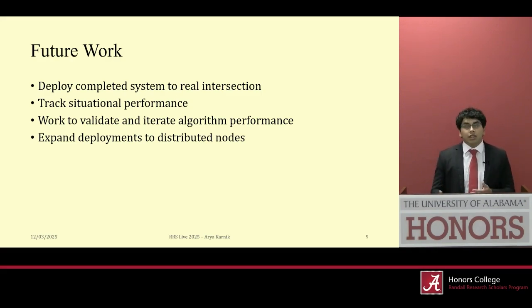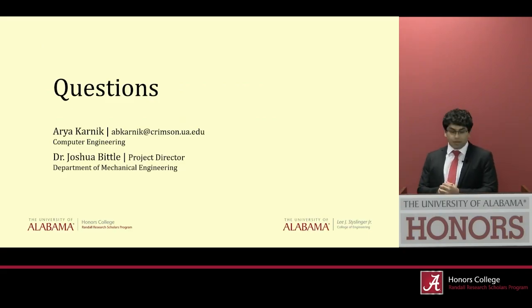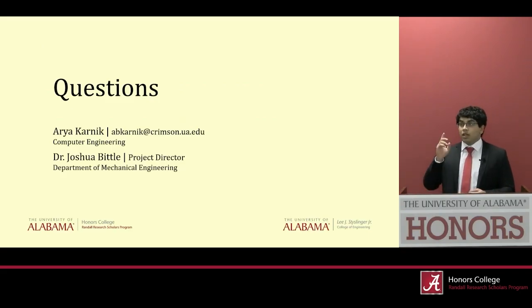Because no one wants to sit there and wait just because our algorithm keeps saying, okay, this car can go through, this car can go through, this car can go through. Well, what about that one car that needs to just get into campus, right? We need to make sure that it works for all situations at all times. Finally, we want to expand this deployment to distributed nodes and then hopefully see the cascading effect of fuel consumption improvements across a network. This time I'd like to open up to any questions.